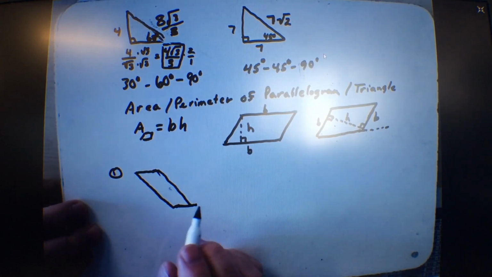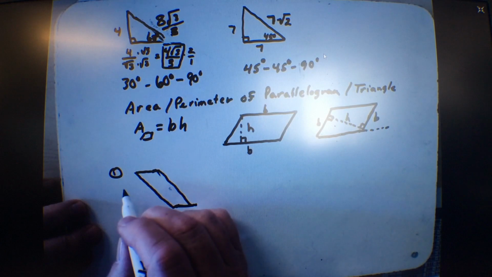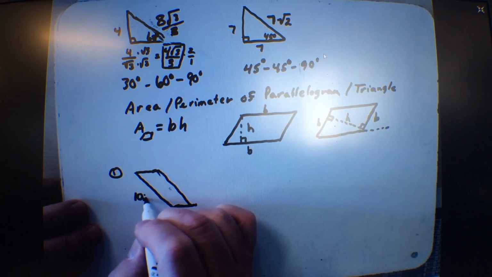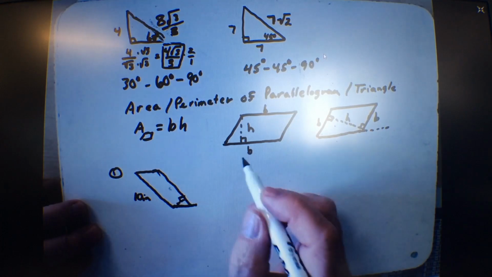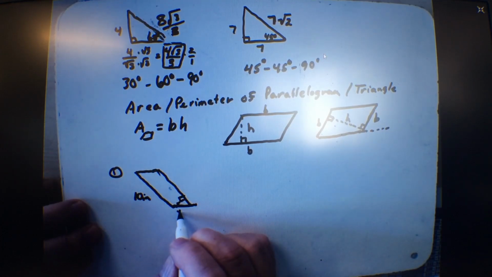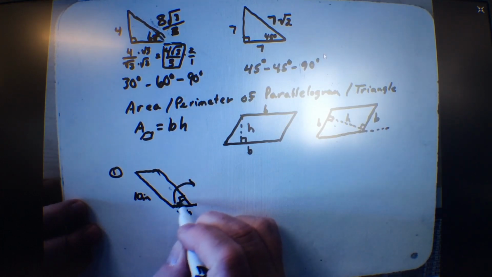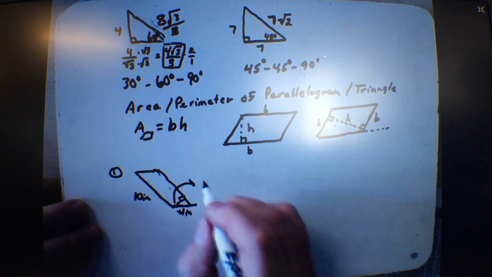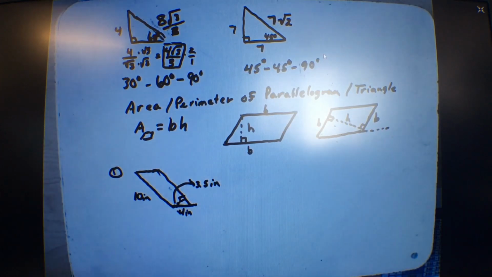Those are really hard to draw. Okay? And I have, this is 10 inches. And the height right here. Now the base is on the side, isn't it? Okay? This is 4 inches. And this length right here, do you see it drawn? It's kind of a rough draw. Is 3.5 inches.